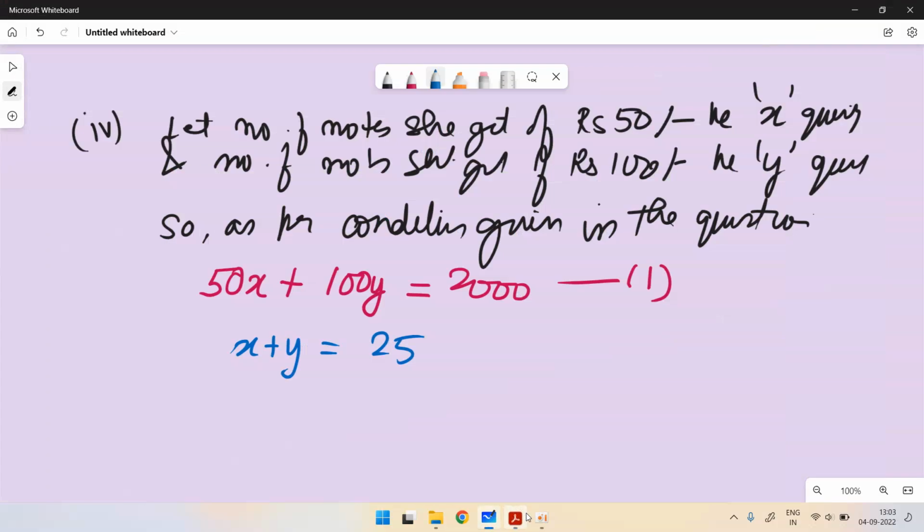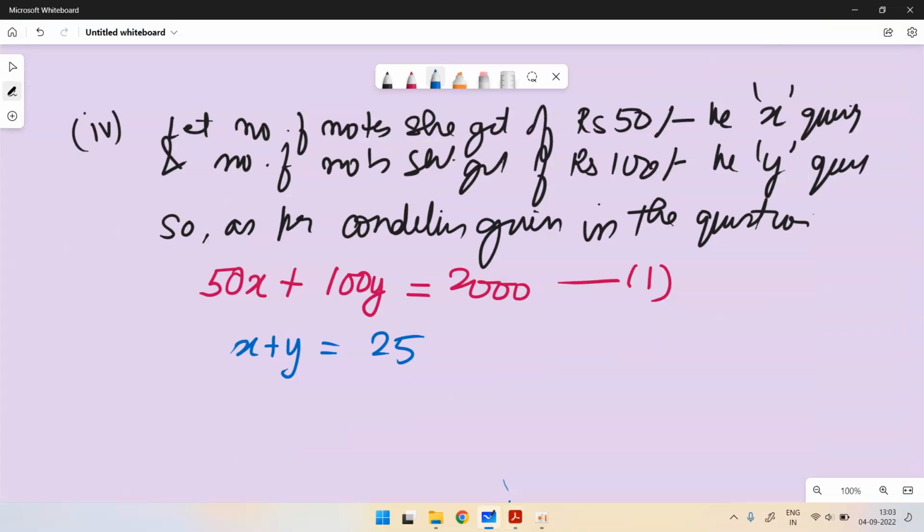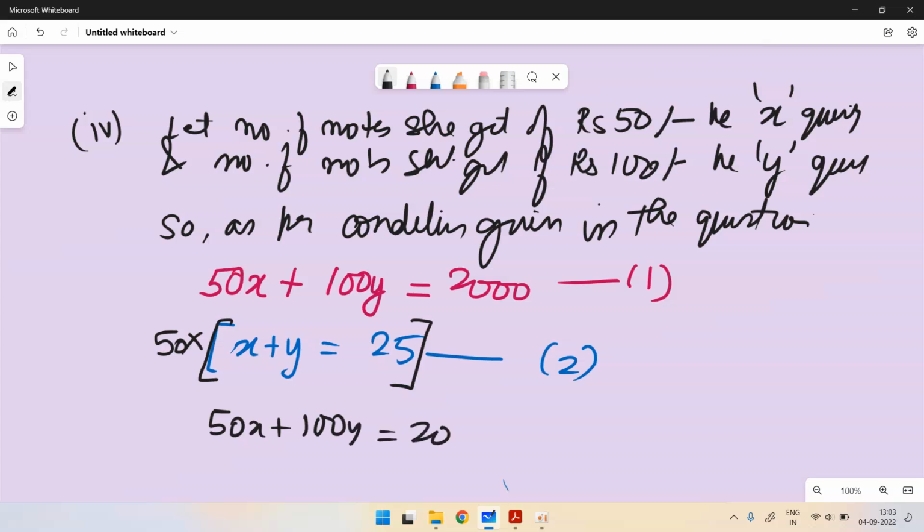Yes, 25. So you need to find how many notes of 50 and 100 she received. If you multiply this second equation, this is my second equation, by 50, since 50 is smaller than 100. We multiply this equation by 50 and then subtract. So the equation will be 50x plus 100y equal to 2000, and 50x plus 50y equal to 50 into 25.